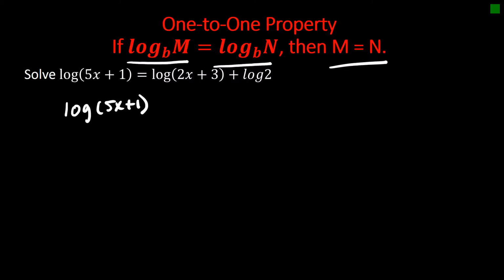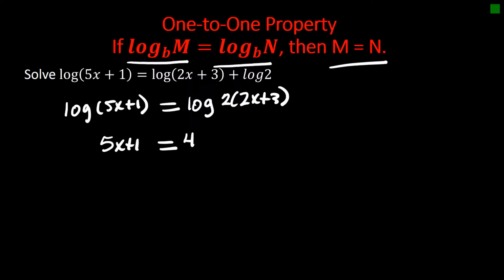We can have log of (5x + 1) equals. Now here, we can condense this down because this is an addition. It goes together as multiplication. This becomes log of 2 times (2x + 3). So now we do have a single log on both sides. Log of (5x + 1) equals log of 2 times (2x + 3). Then that means that 5x plus 1 is going to be 2 times (2x + 3). And I'm going to go ahead and write that as 4x plus 6.